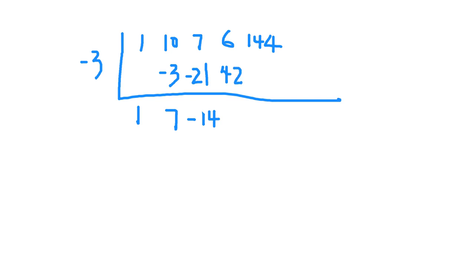42 plus 6, 48. 48 times -3, -144. You add those two, you get 0. Bingo. It is a factor because the remainder is 0. So that means if this is 0, that means x plus 3 is a factor. Does this make sense?